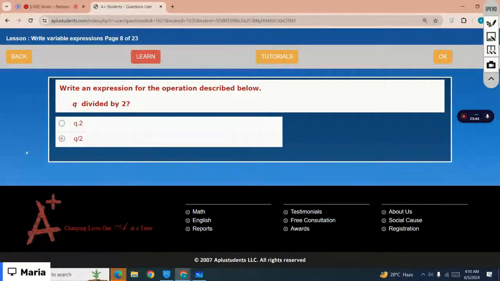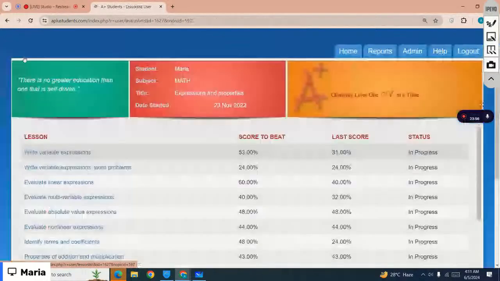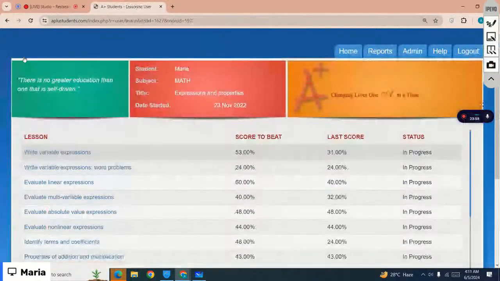You can complete the lesson by yourself later today. Let me move on to the next lesson, write variable expression word problems. You have to do the word problems on your own. The next one is evaluate linear expressions. Let's start with the next lesson.